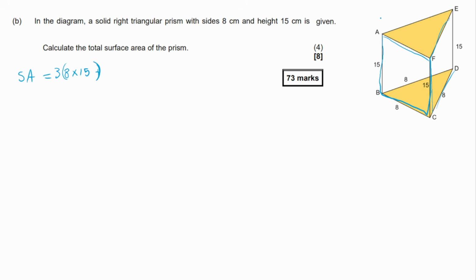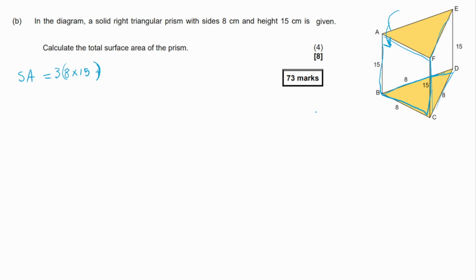And then this one here at the back is also 15 by 8, because this distance down here is 8 and the height is 15. So we have 3 of these 15 by 8s. And now we just need to add the area of the triangles.